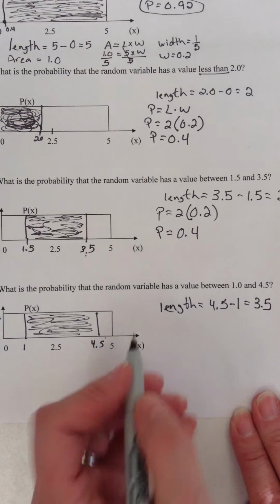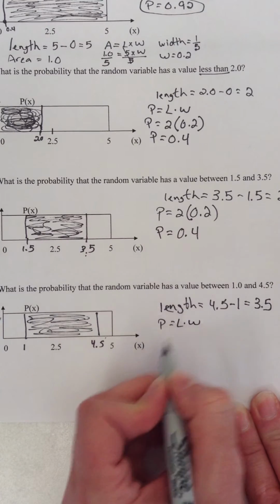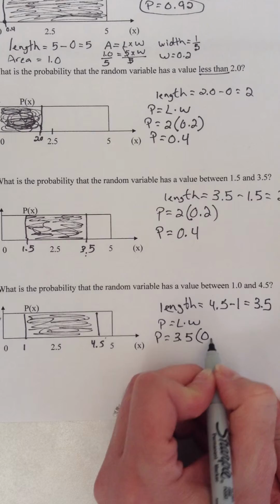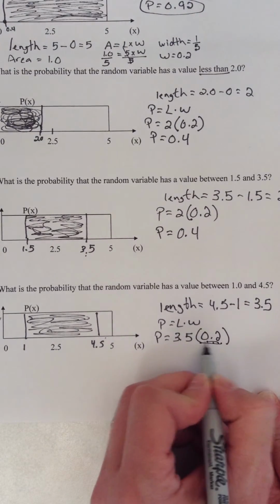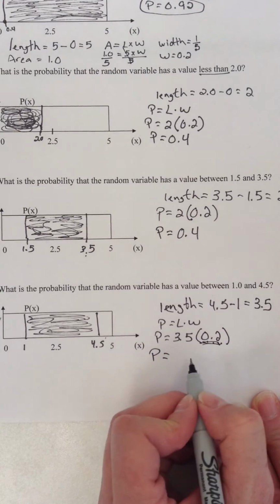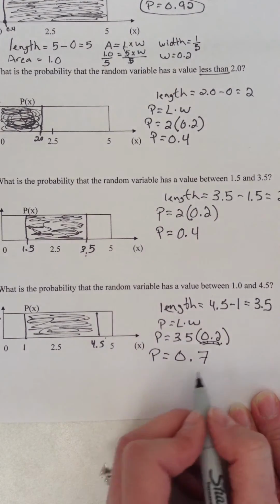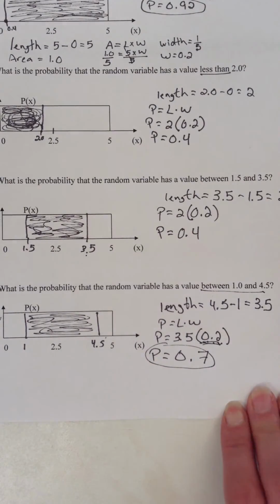And now we can calculate our probability. Probability equals length times width. So we have 3.5 times our width of 0.2, which was consistent for all of the problems. And our final calculation here is going to be 0.7. And that's the probability of finding a value that is between 1 and 4.5.